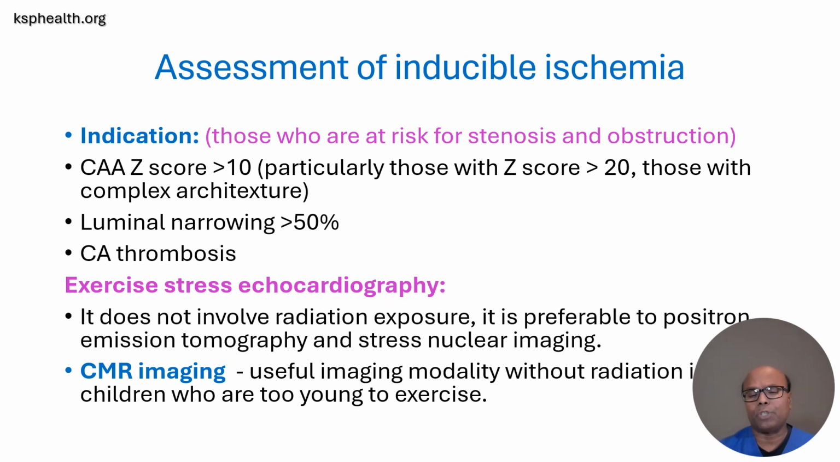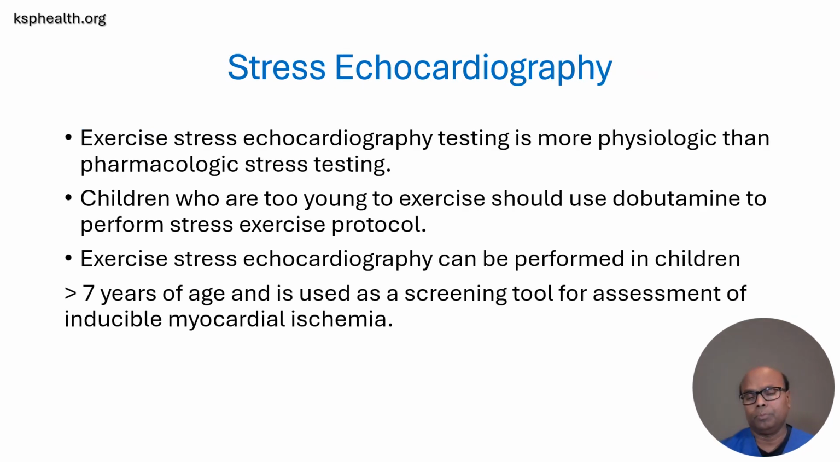Exercise stress echocardiography does not involve radiation exposure. It is preferable to positron emission tomography and stress nuclear imaging. CMR imaging is a useful imaging modality without radiation, especially in children who are too young to exercise. Stress echocardiography with exercise is more physiologic than pharmacologic stress testing. Children who are too young to exercise should use dobutamine for the stress protocol. Exercise stress echocardiography can be performed in children more than 7 years of age and used as a screening tool for assessment of inducible myocardial ischemia.